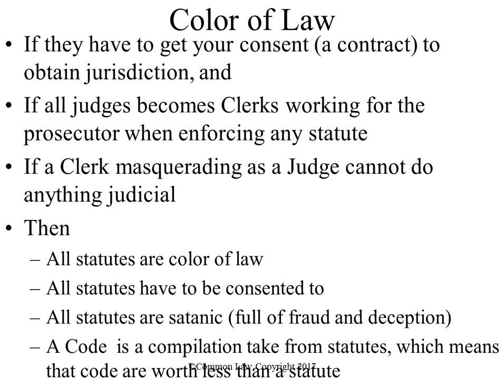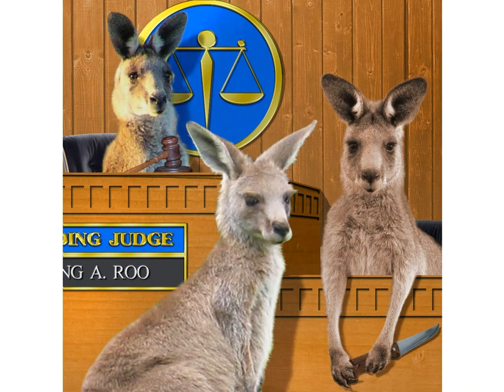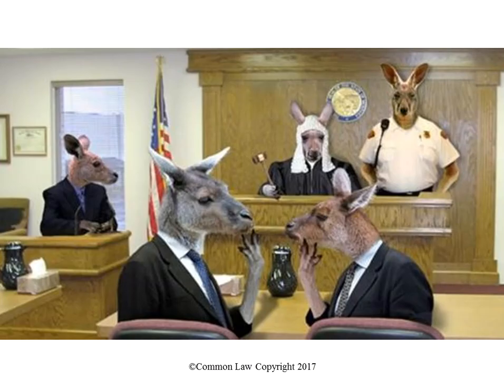If they have to get your consent to obtain jurisdiction, if all judges become clerks working for the prosecutor when enforcing any statute, if a clerk masquerading as a judge cannot do anything judicial, then all statutes are color of law. All statutes have to have your consent. All statutes are satanic. They're full of fraud and deception. It's all coming from the Roman cult. A code is even worth less than any statute because they're some liar's opinion of what the statute says. So it's a kangaroo court. That's exactly what it is.